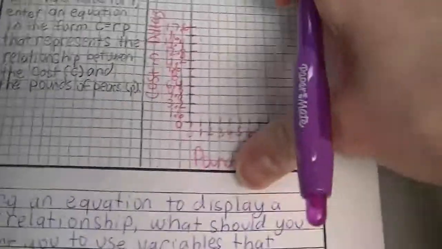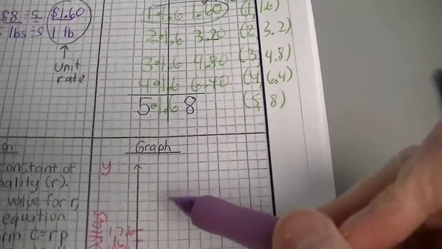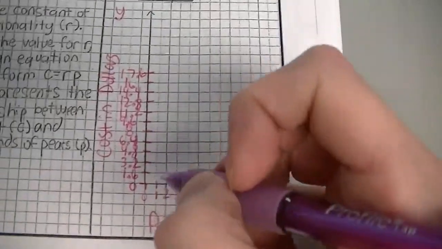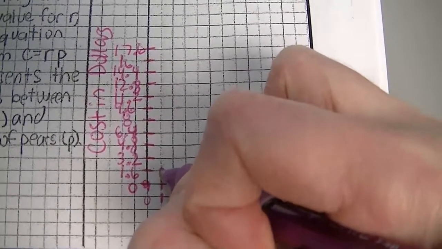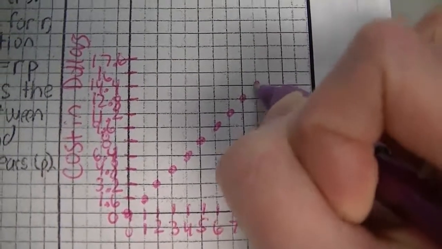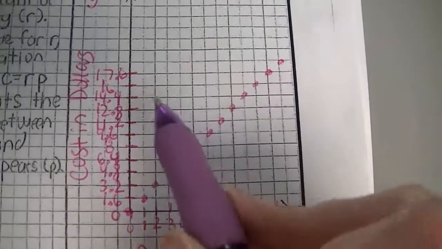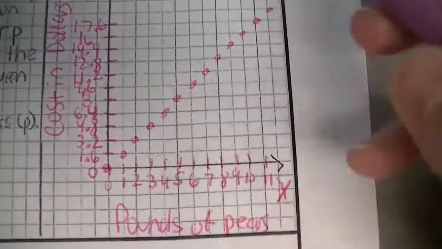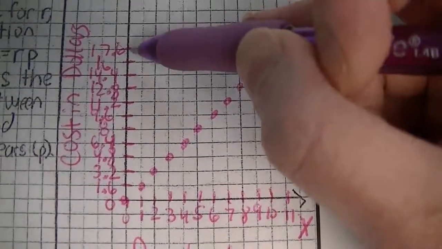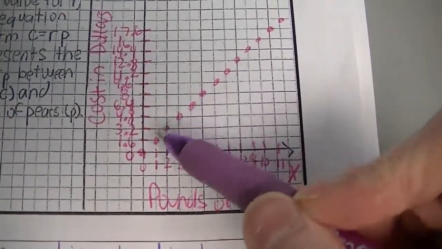Okay, let's go ahead and plot our points. All these points right here, and you know what? We can even plot more, just follow the pattern, because you know about proportional relationships. So 0, 0, 1, 1.6. I'm looking at my table, and you'll see that it just kind of keeps going, and I can go up, up, and up, and up. Keep going if I want. All right, so for example, like 11 pounds of pears would cost $17.60.